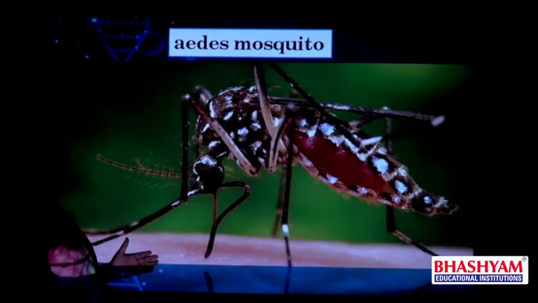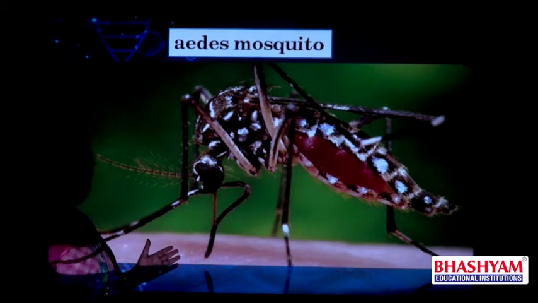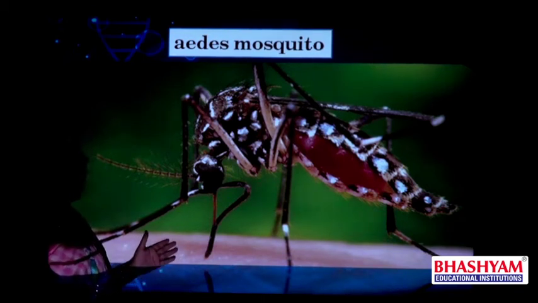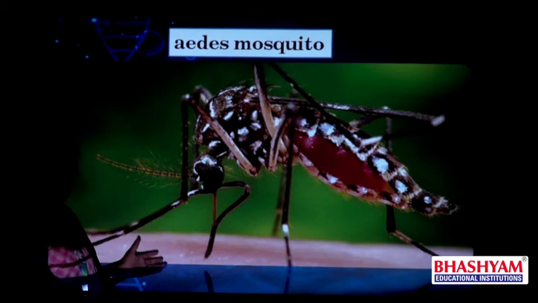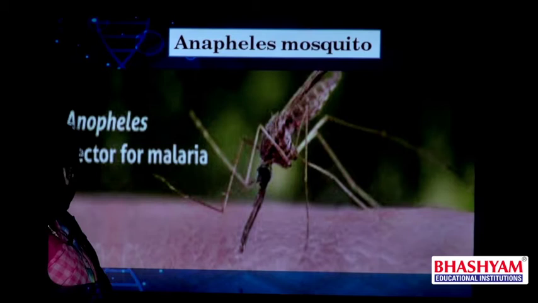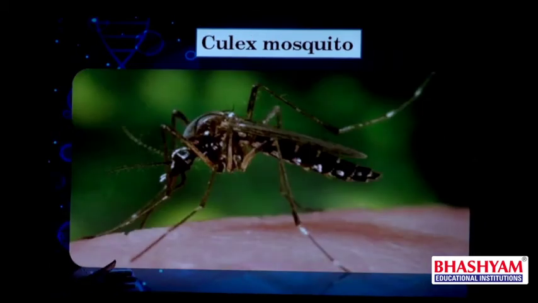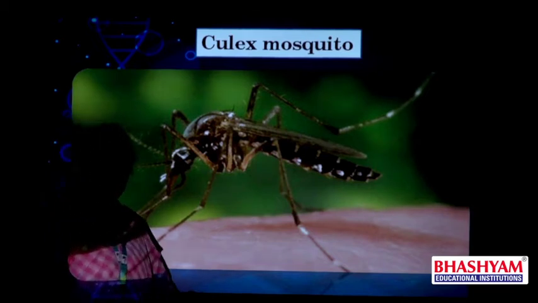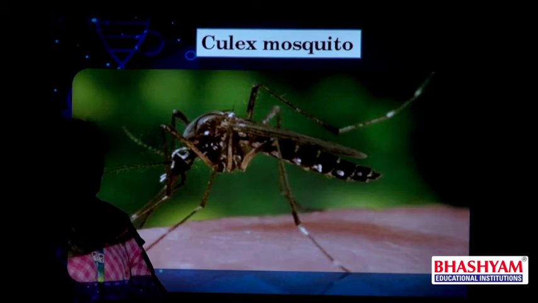So this is an Aedes mosquito, which is responsible for chikungunya and yellow fever. This is a female Anopheles mosquito, which is responsible for spreading malaria fever. And this is a Culex mosquito, which is responsible for elephantiasis and filariasis.